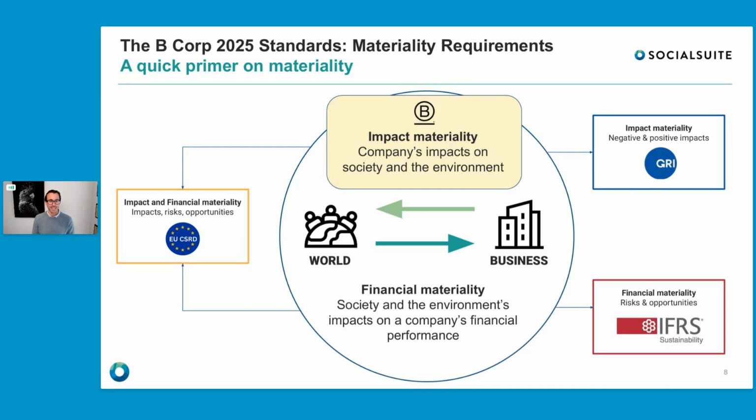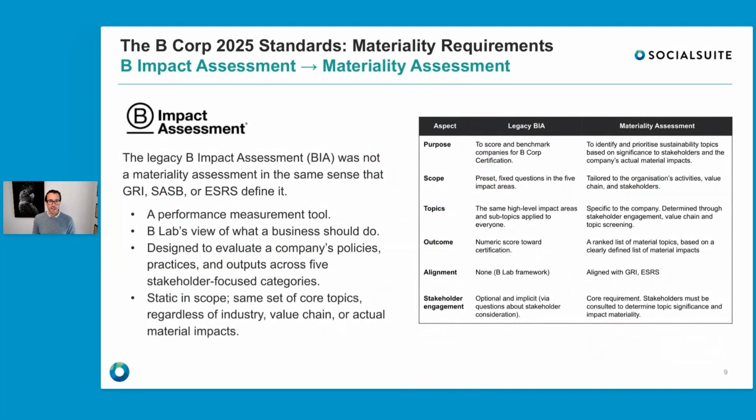And we'll look at that in a bit more detail later. This is just to paint a picture. But how did they get there? If you're already certified with B Corp previously, you're familiar with the B Impact Assessment. If you're new to B Corp, you might wonder what that is. It is, I would call it now, a legacy tool or impact assessment, the BIA. And some people would refer to that sometimes as a materiality assessment, but it really wasn't. Not in the sense that GRI, CSRD, and ISRS define a materiality assessment.